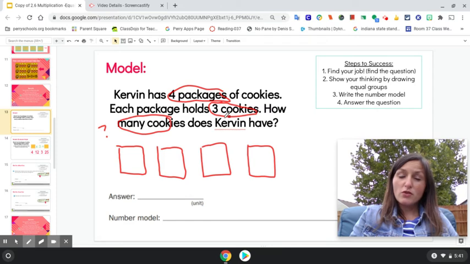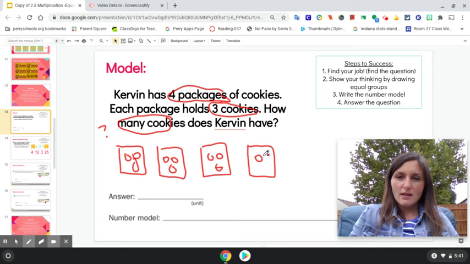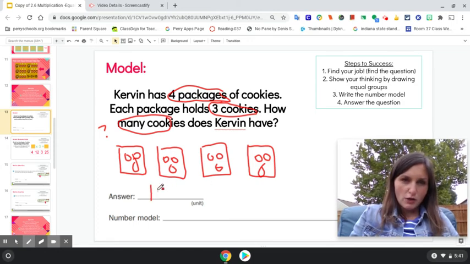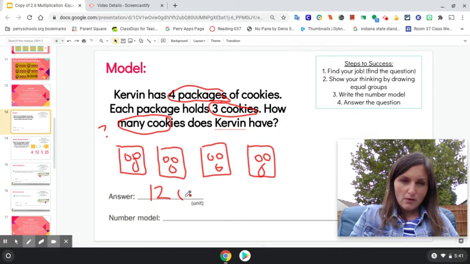And so then I'm going to put 3 cookies in each one of these packages. So I'm going to go 1, 2, 3, 4, 5, 6, 7, 8, 9, 10, 11, 12. So 3, 3, 3, 3 was 12. And my unit here, that means what was I counting by? Well, I was counting cookies. So I'm going to write 12 cookies.